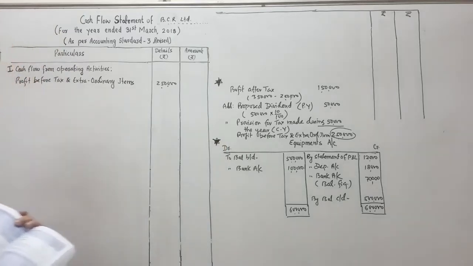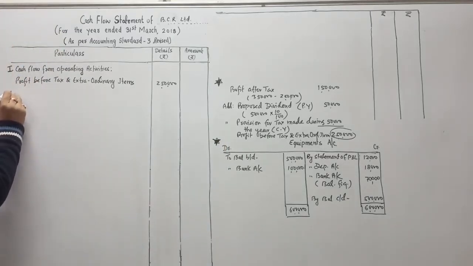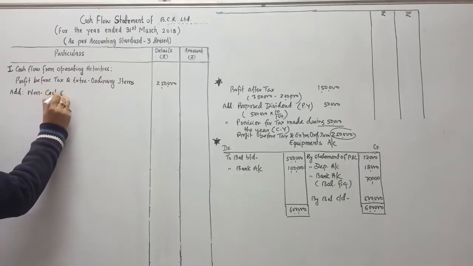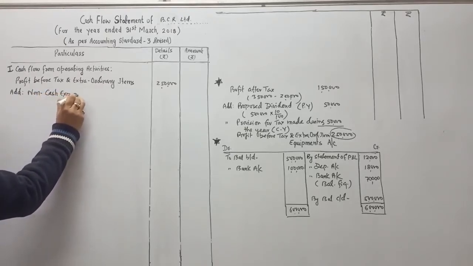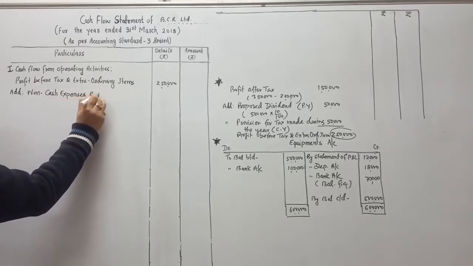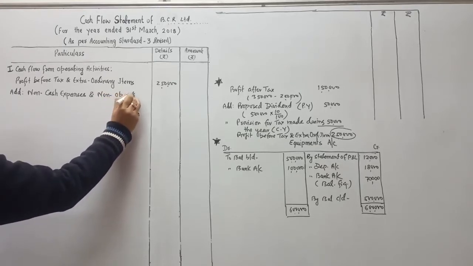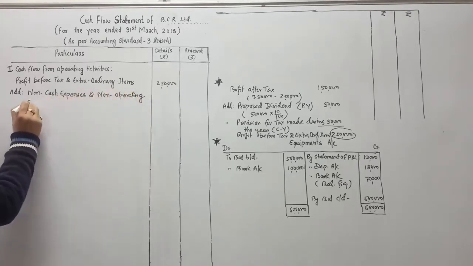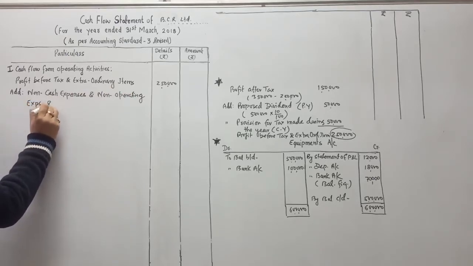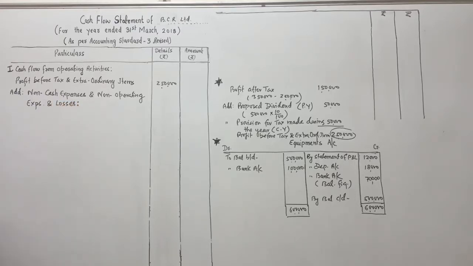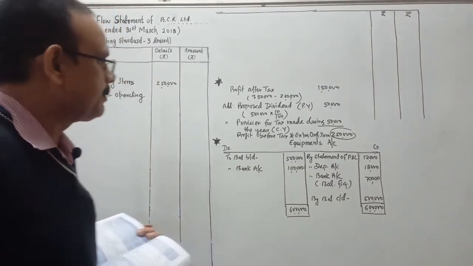Any doubt? Now, what will we do after that? Thereafter we will add non-cash expenses and non-operating expenses and losses. What will we add? Non-cash expenses and non-operating expenses and losses will be added by us.